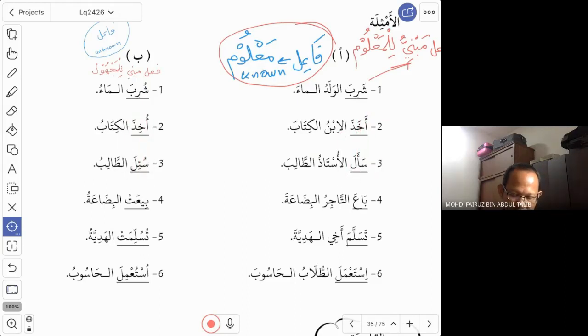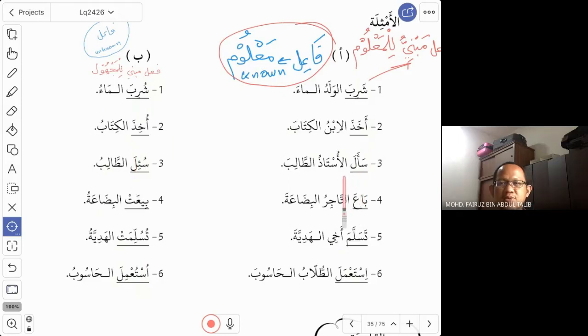And as I mentioned just now, mabni lil ma'lum is available in the dictionary, but mabni lil majhul you will never find in the dictionary. The dictionary will not bother listing this mabni lil majhul because they assume that you will learn all this grammar topic. So mabni lil majhul: shuriba, ukhiza.